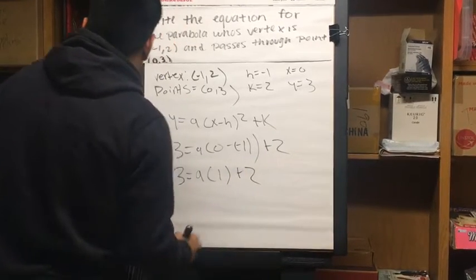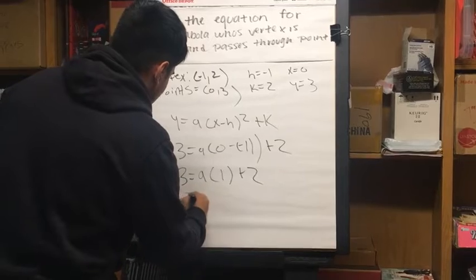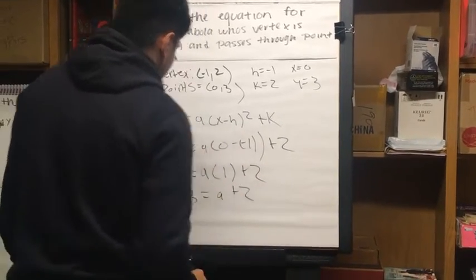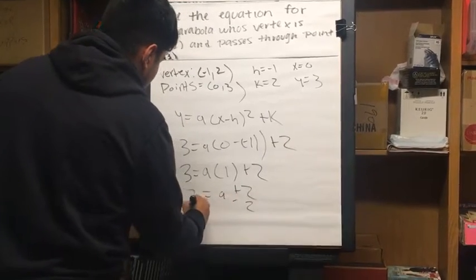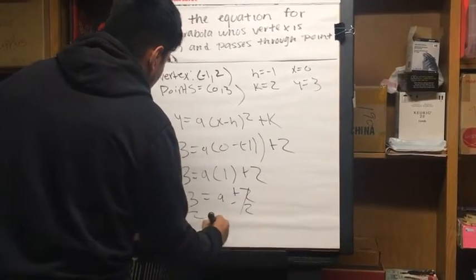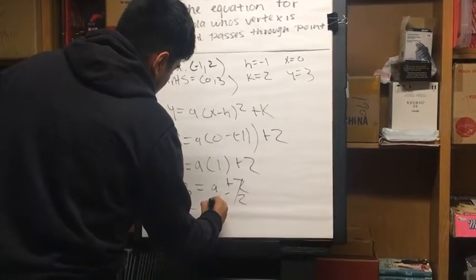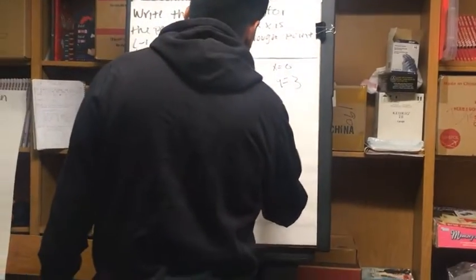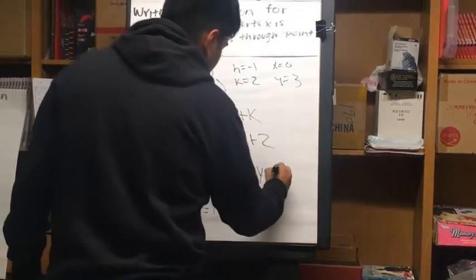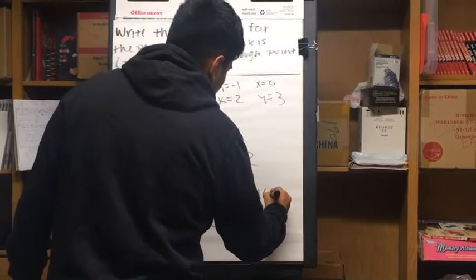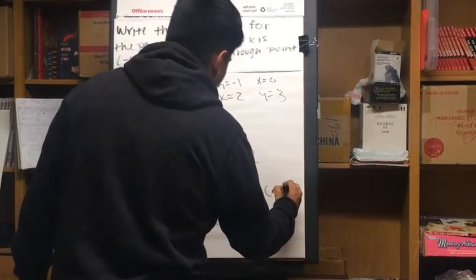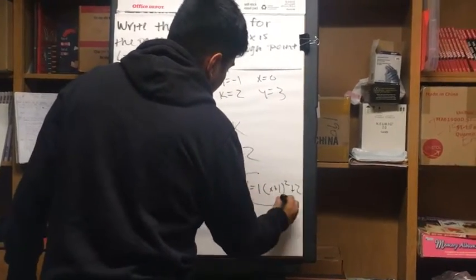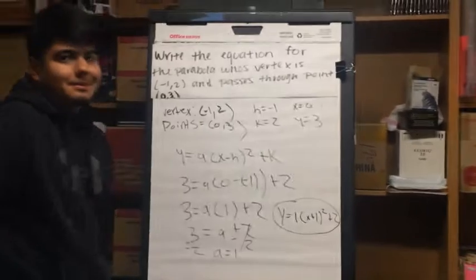Plus 2. And then we'll get, so we subtract it on both sides to get a equals 1, and then we're going to write it in the equation. So y equals 1 times x plus 1 squared plus 2. That's the answer.